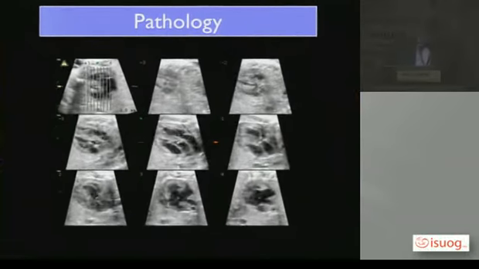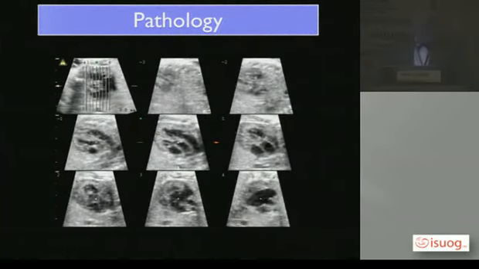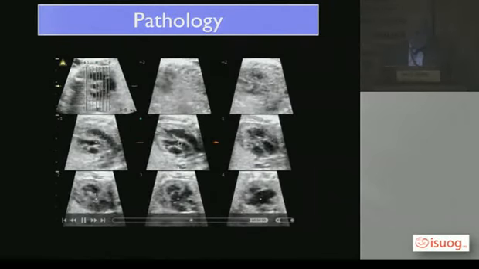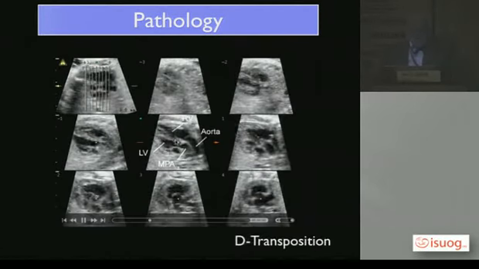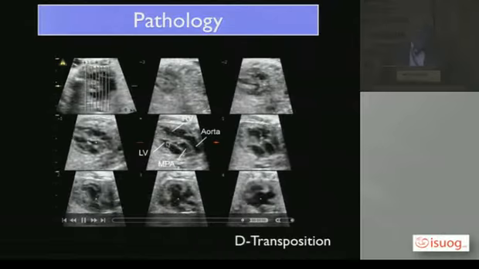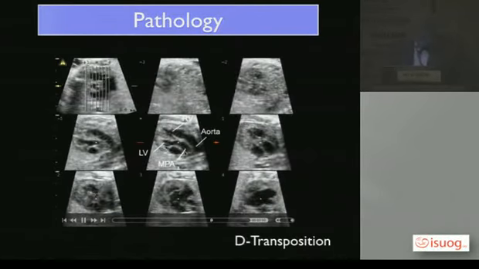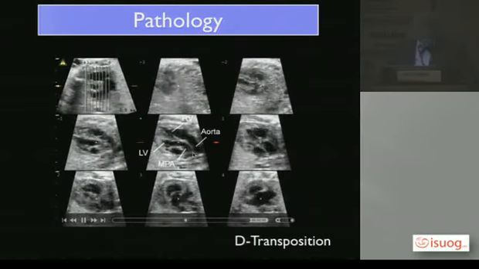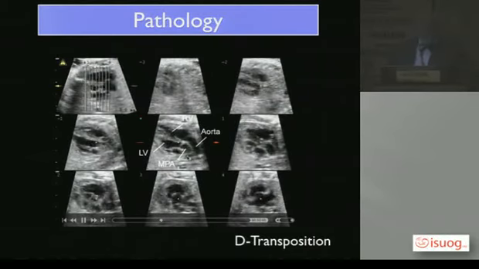The next image. Again, these are a sequence of images, and what you observe here is, of course, transposition. Here we have 2 parallel vessels. This is the mitral valve, left ventricle. The tube that comes out of this bifurcates right here, like so. That's the pulmonary artery. And this is the aorta coming off the right ventricle. So this is, again, a case of transposition.